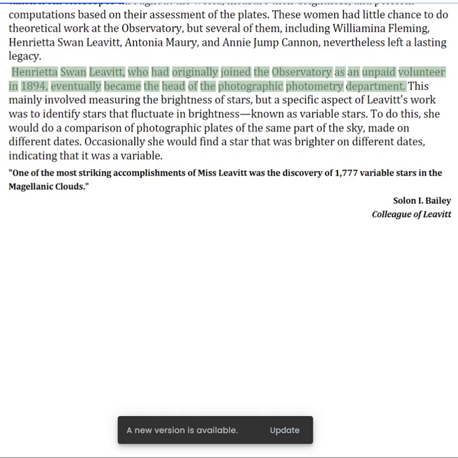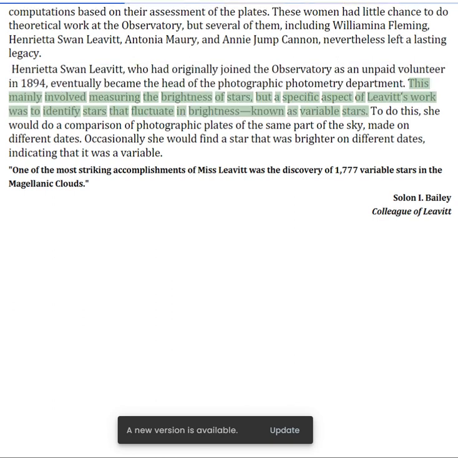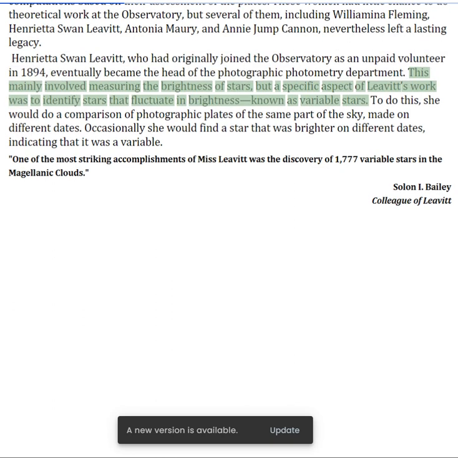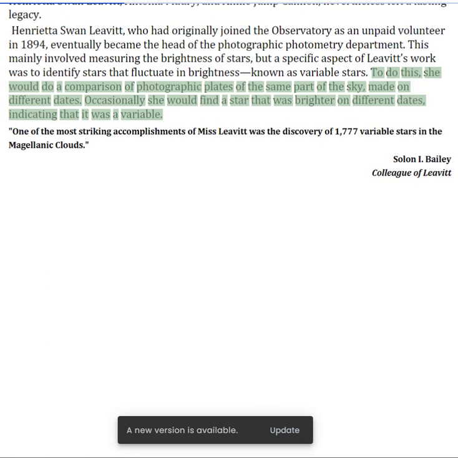Henrietta Swan Leavitt, who had originally joined the observatory as an unpaid volunteer in 1894, eventually became the head of the photographic photometry department. This mainly involved measuring the brightness of stars, but a specific aspect of Leavitt's work was to identify stars that fluctuate in brightness, known as variable stars. To do this, she would do a comparison of photographic plates of the same part of the sky, made on different dates. Occasionally she would find a star that was brighter on different dates, indicating that it was a variable.